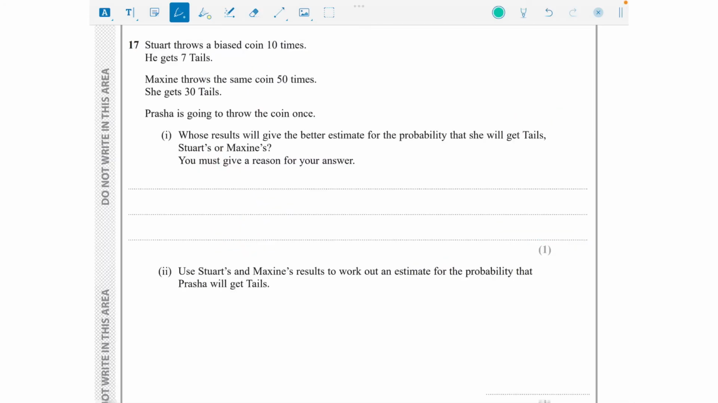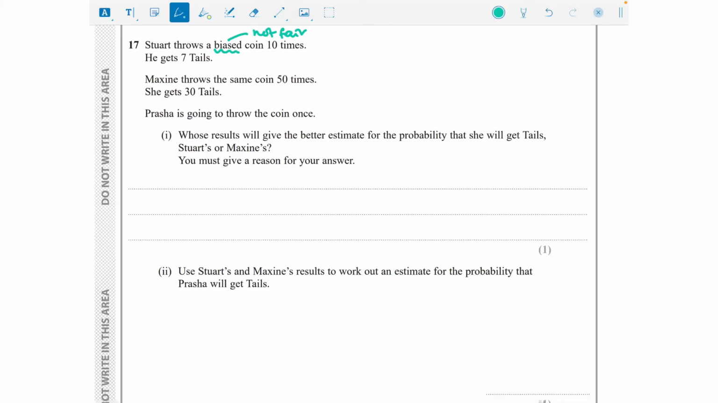Question 17. Stuart throws a biased coin 10 times. He gets 7 tails. So biased means it's not fair. So we would expect a coin to land on heads and tails the same number of times. If a coin is biased, it might not do that. It might land on heads or land on tails more times.